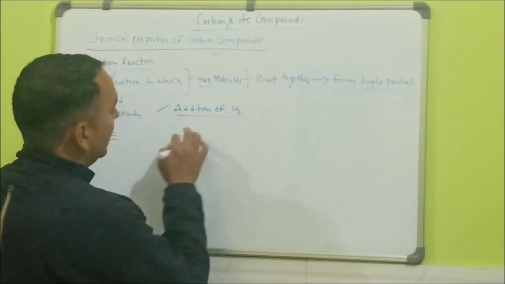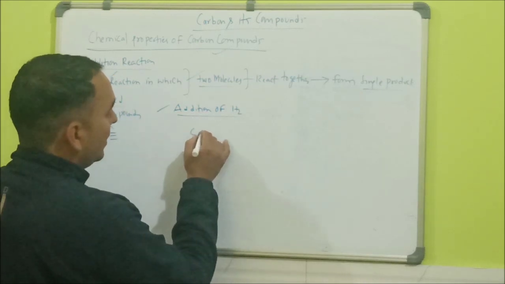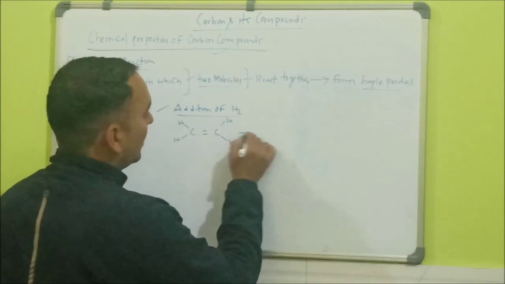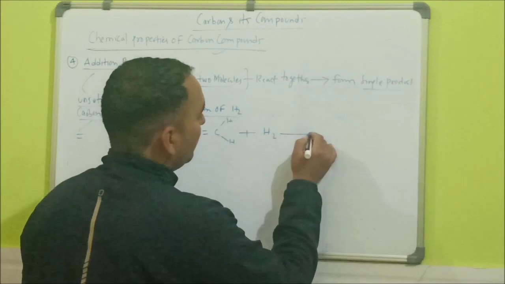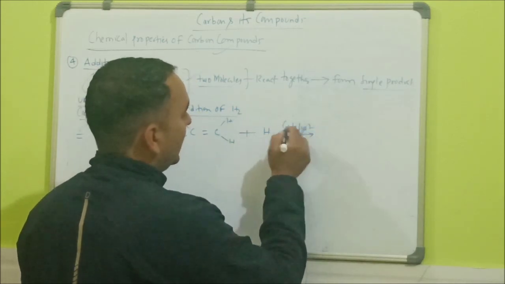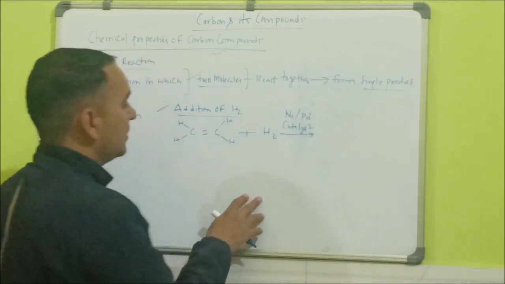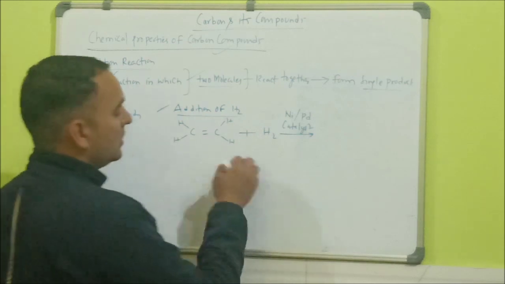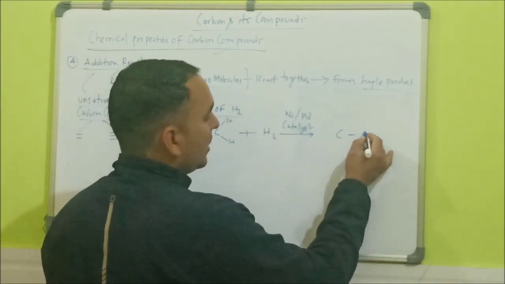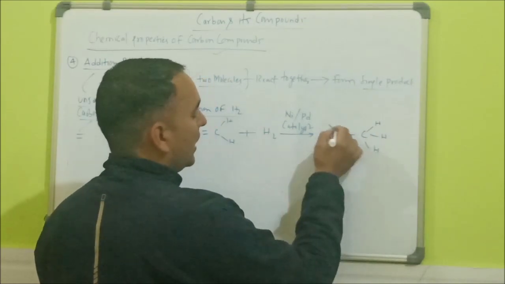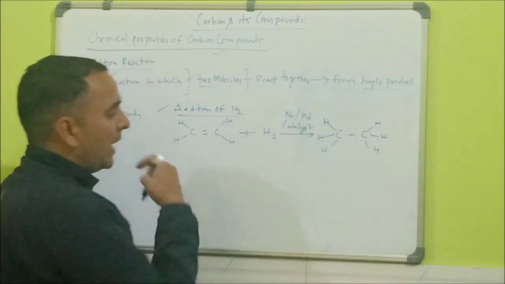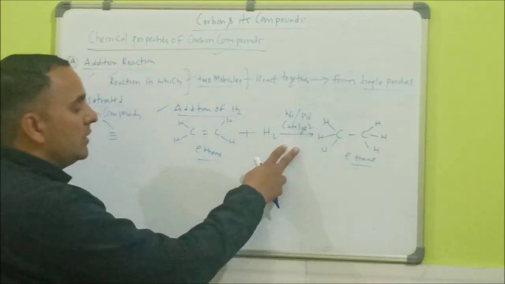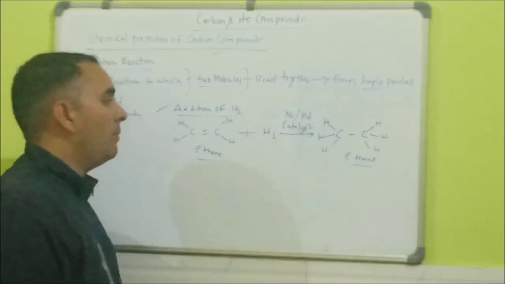Addition of hydrogen. Here I am taking ethene, C double bond C, H, H, H and H. When ethene undergoes addition reaction of hydrogen, this reaction will take place in the presence of a catalyst. Here I am taking nickel or palladium catalyst. So this double bond will break down and the addition of two hydrogen atoms will take place to the two carbon atoms, and it will lead to the formation of ethane, C single bond C, with three hydrogen atoms bonded to each carbon. The formation from ethene to ethane has taken place in the presence of a nickel or palladium catalyst.